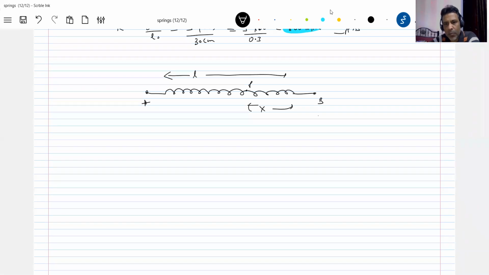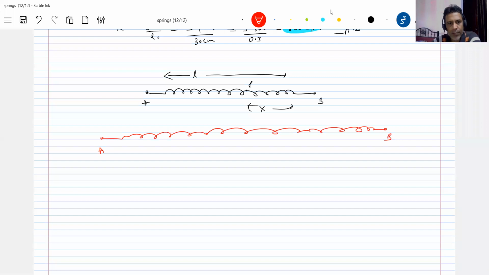So this is given displacement. I'll give displacement in the opposite direction. Now, what is your next question I'm asking? Find the location of a point on a spring which will be at rest. So I'll give the question.